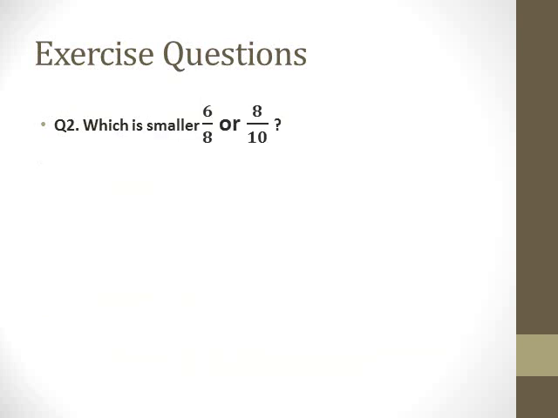Now the next question we have is question number 2, and they are asking about a smaller fraction. Which is smaller between 6 over 8 or 8 over 10? If you look at these two fractions, you are unable to decide which fraction is smaller, because 6 over 8 and 8 over 10 don't have the same denominator, and they also don't have the same numerator. So it is very difficult to decide which fraction is smaller.